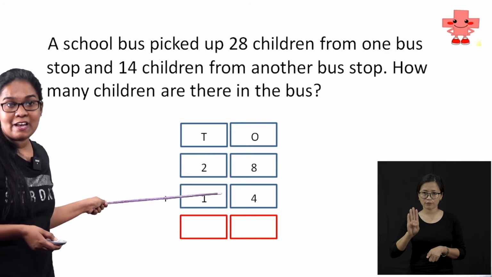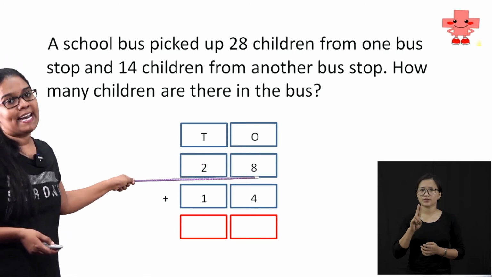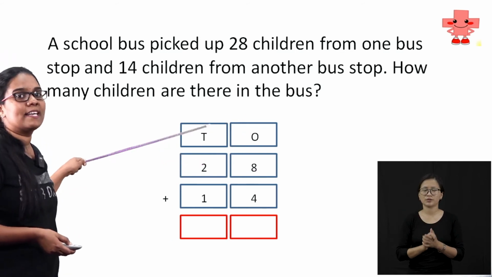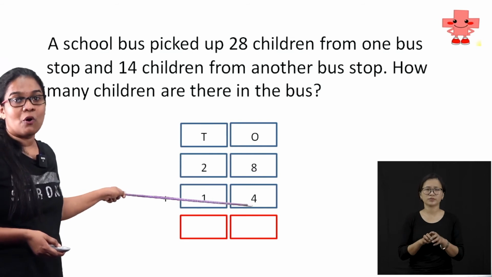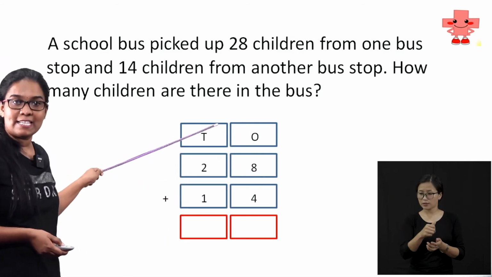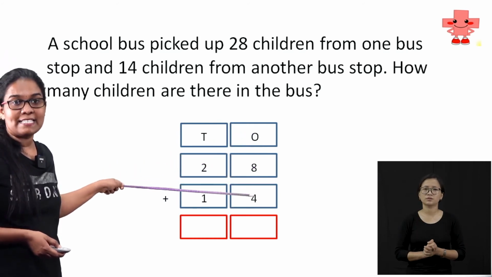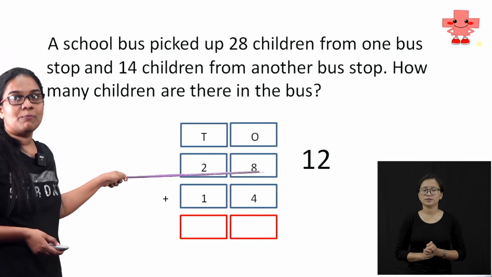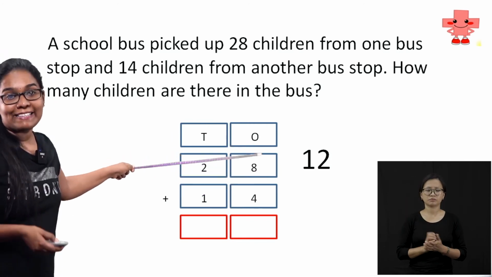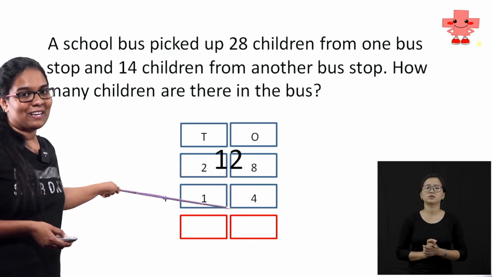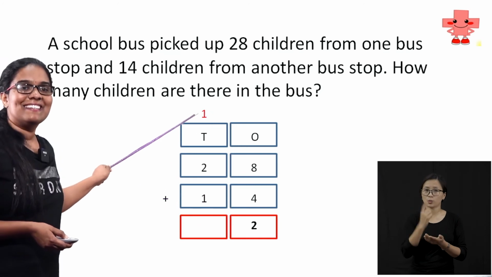28 and 14. 28 is a two-digit number. 8 is in the ones place and 2 is in the tens place. Likewise, 14 is also a two-digit number, 4 in the ones place and 1 in the tens place. First, we are going to add the numbers in the ones place, that are 8 and 4. 8 plus 4 is equal to 12. We can't write the 12 here. We are going to write 2 here and 1 as remainder.